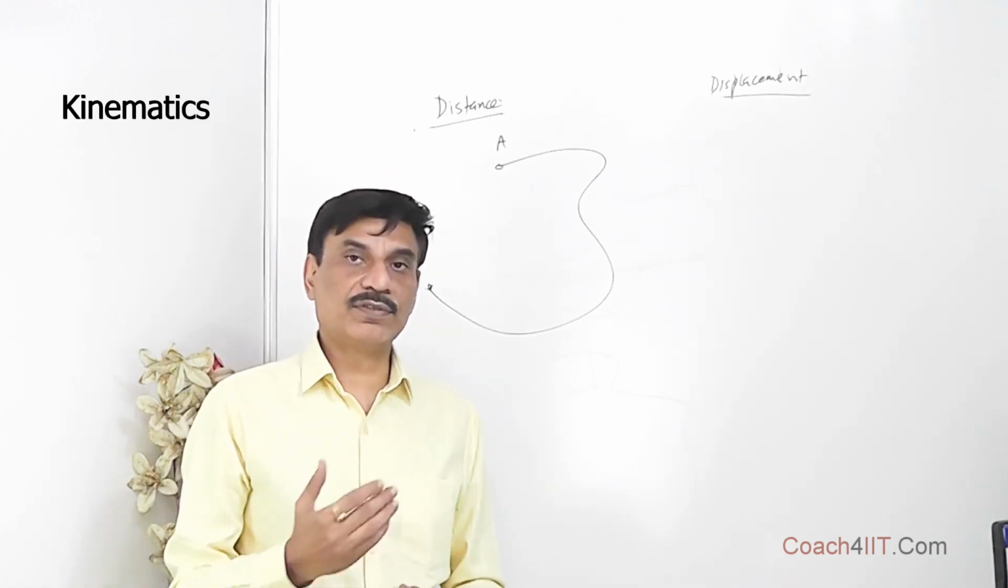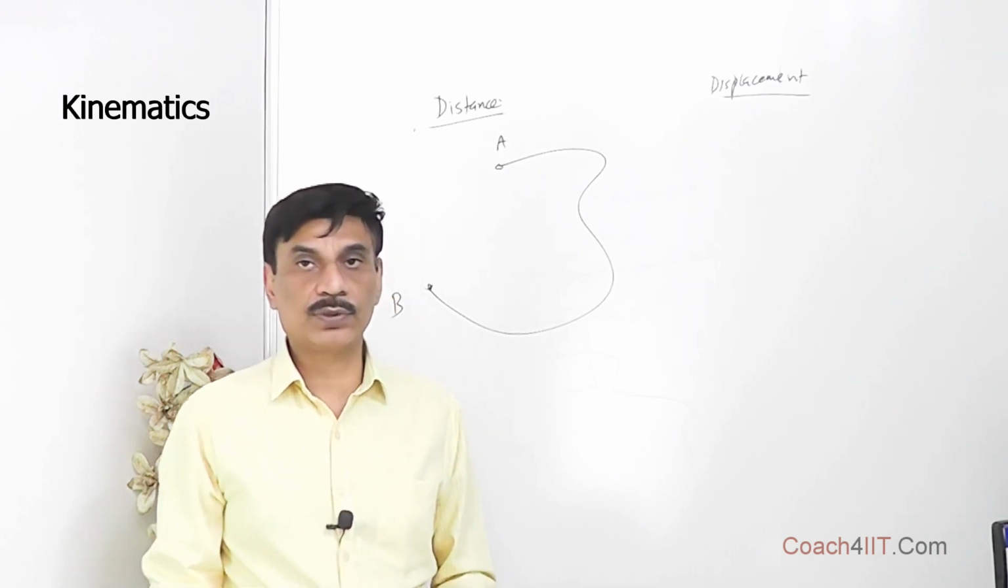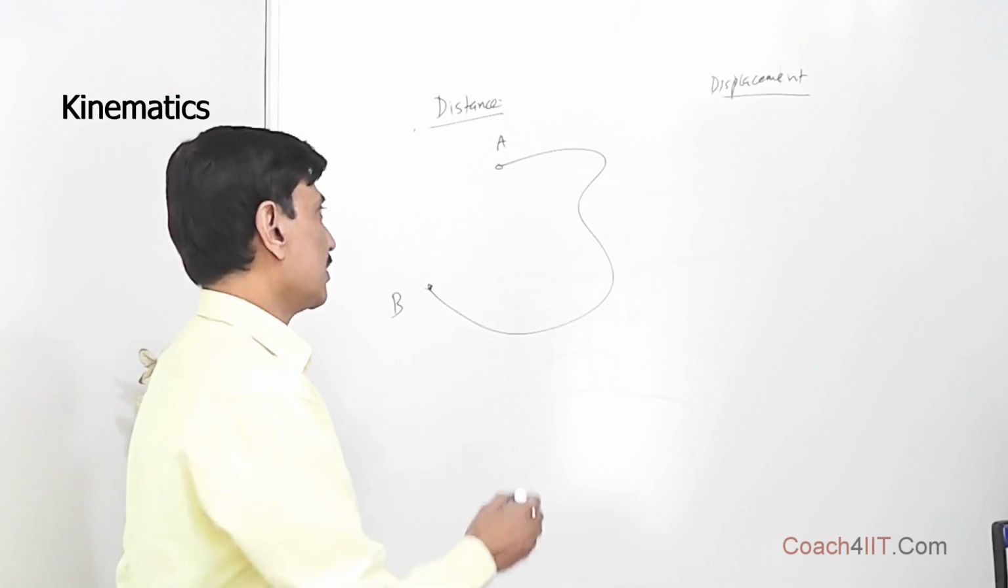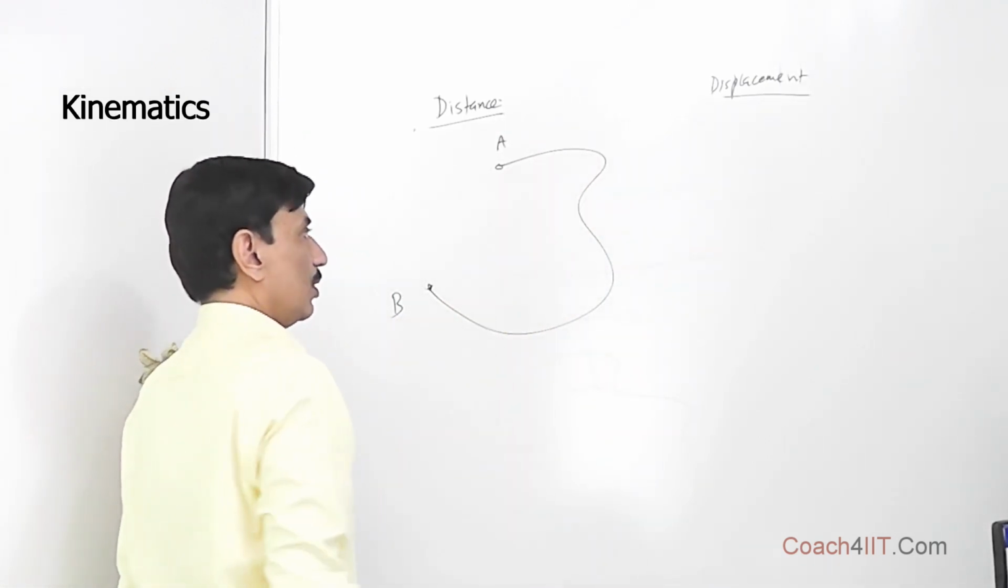As you know, we have scalars and we have vectors. When we talk about scalars, they have only magnitude, that is, a pure number; they don't have any direction. So when we say distance, it is the total length of this path.